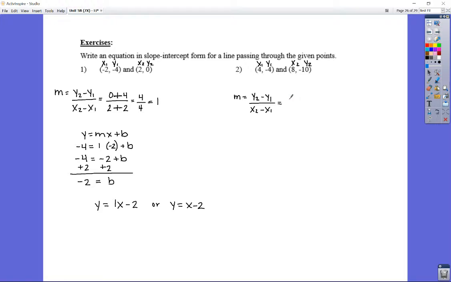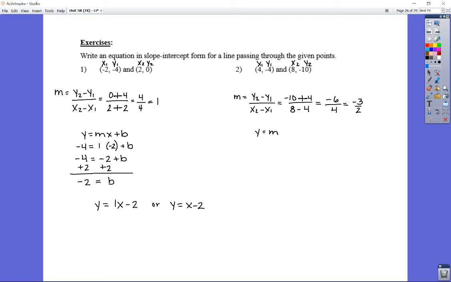Substitute in the values. y2 is negative 10 minus y1, which is negative 4, over x2, which is 8, minus x1, which is 4. And simplify. Minus minus becomes a plus. Negative 10 plus 4 is negative 6. And 8 minus 4 is 4. Negative 6 over 4 can simplify to negative 3/2.